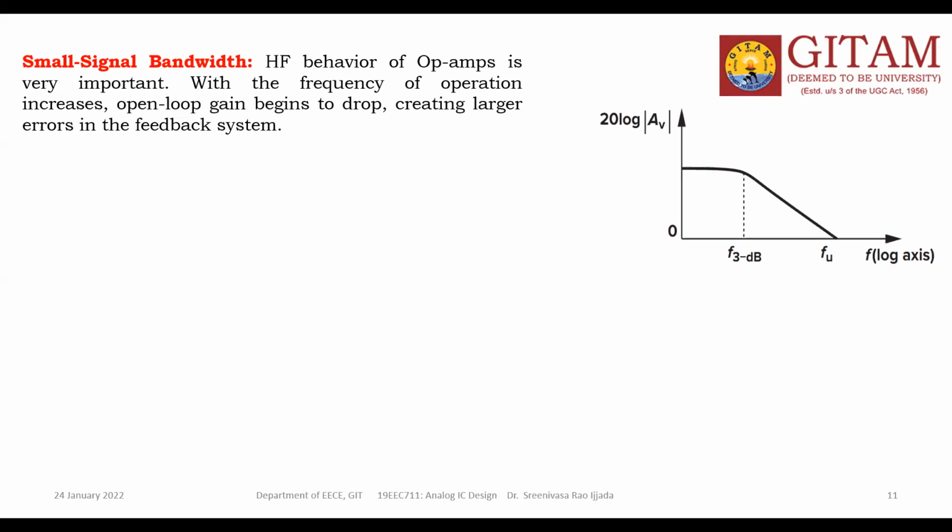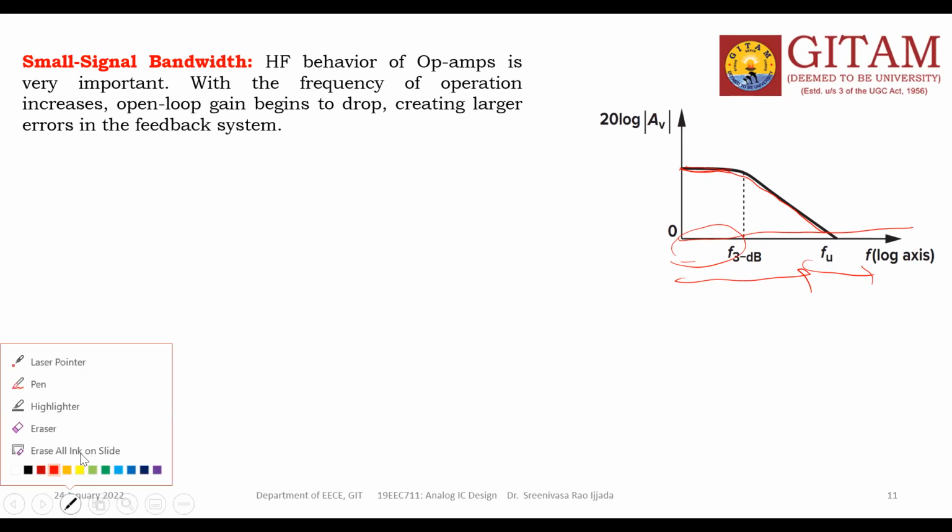This is the low frequency region, and this is the frequency axis. For low frequencies, you get faithful amplification, or good gain. But as the frequency increases, your gain is falling like this. This is the higher frequency region. When we move to higher frequencies, the gain begins to drop and creates a large error in the feedback system. So gain decreasing means you will get gain error.